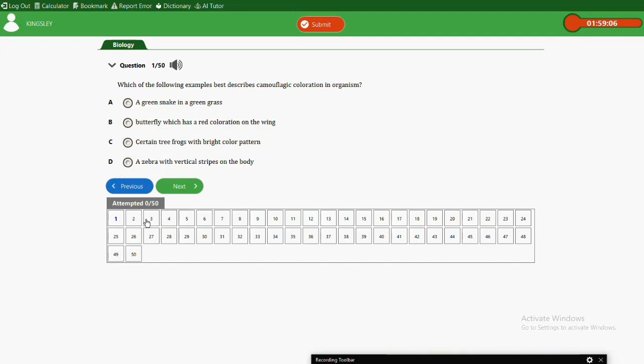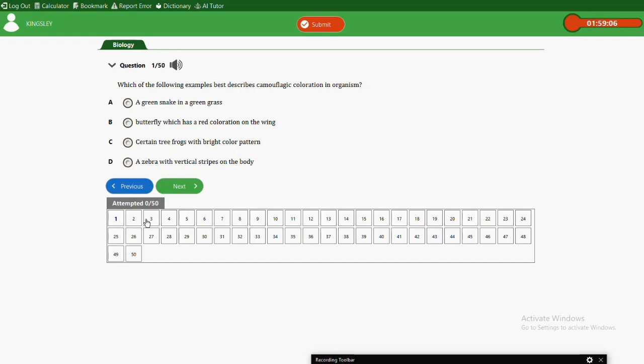So if you look at all these, remember the question says, which of these examples best describes camouflagic coloration in organism? The one that best describes camouflagic coloration is A, a green snake in a green grass, because it shows a camouflage. The green snake in the green grass actually assumes the color of the grass. So that's a camouflagic coloration. So the correct answer to this question is option A.